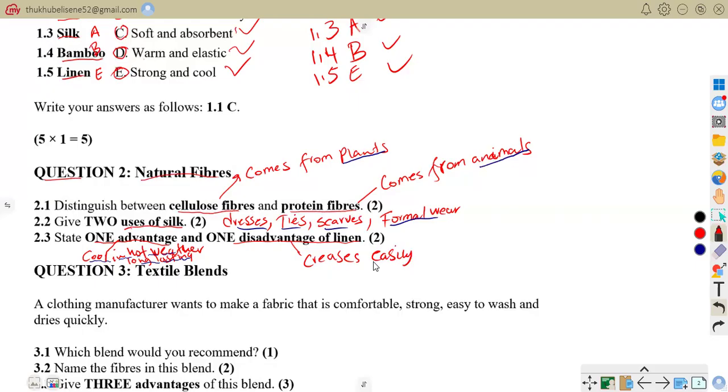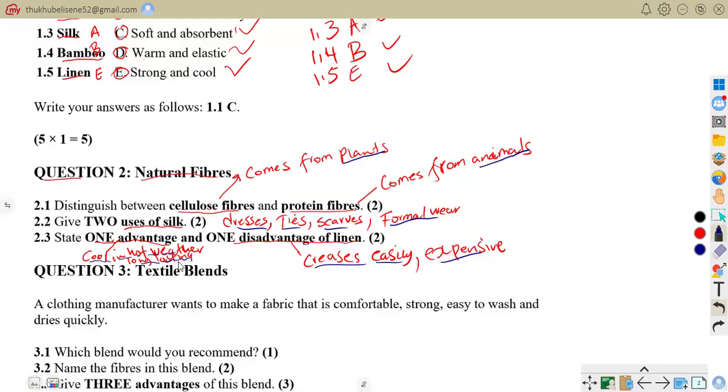So linen wrinkles easily and may need ironing. That is why we say it creases easily. Also, we can say it is expensive. Linen in general costs more than some other fabrics. So these are our answers for disadvantages.